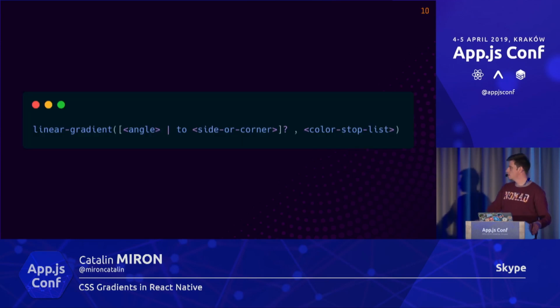Linear gradient, this is the current syntax which you can use on web. This method accepts two arguments. The first one is optional, and it's either an angle in degrees units, or you can also pass a keyword direction, which can be to bottom, to right, to top, to left. And the second argument is the list of color stops, which can be infinite.